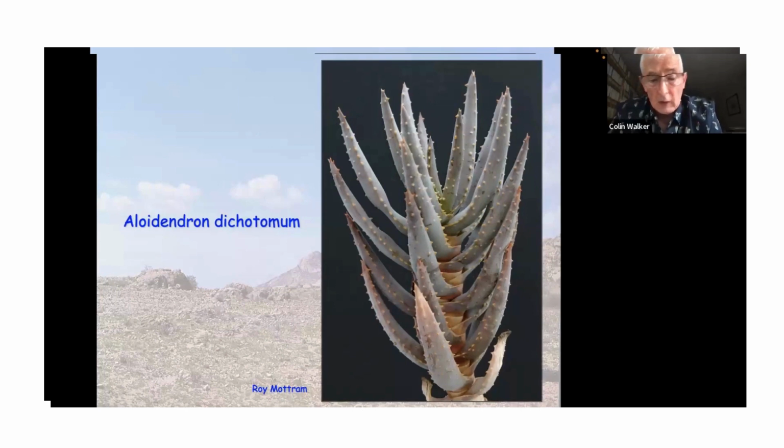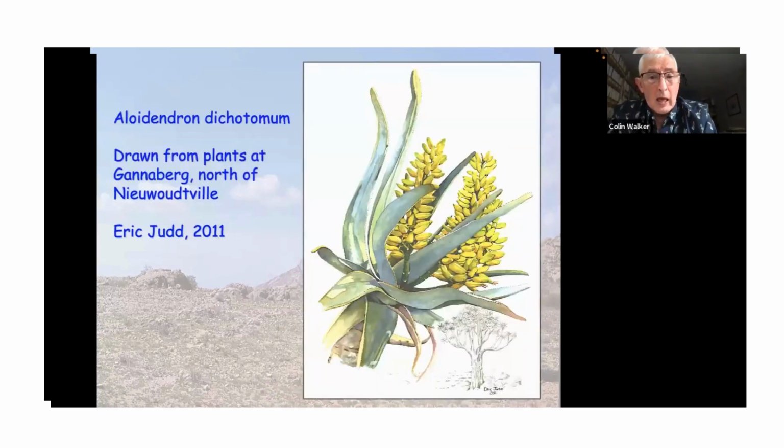This is the late Roy Mottram's plant of Aloidendron dichotomum. This is interesting because there are tubercles on the leaves here. Generally, Aloidendron dichotomum does not have tubercles, so I can't tell you any more about that. And here is Aloidendron dichotomum drawn by Eric Judd. We will hear more about Eric right at the end. Eric is a very famous aloe artist.